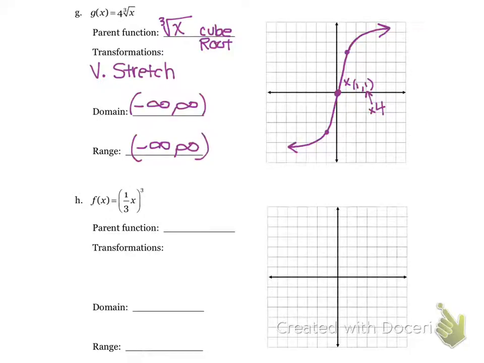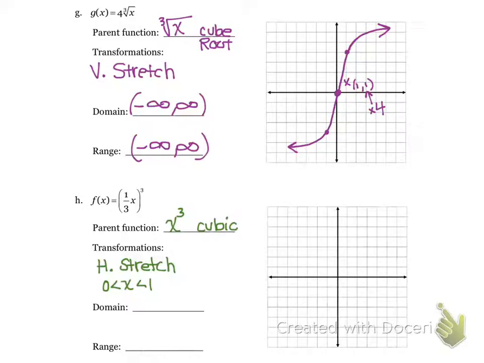So this next one, the parent function is the cubic function, or cubing function, however you want to say it. And the transformation, since it's on the inside with x, it is horizontal. And this is actually a horizontal stretch, because horizontal stretches are any number that's in between 0 and 1 on the inside. If it was a number between 0 and 1 on the outside, it would be a vertical compression, but in this case it's opposite, so it's a horizontal stretch. And then it's a horizontal stretch by 3.